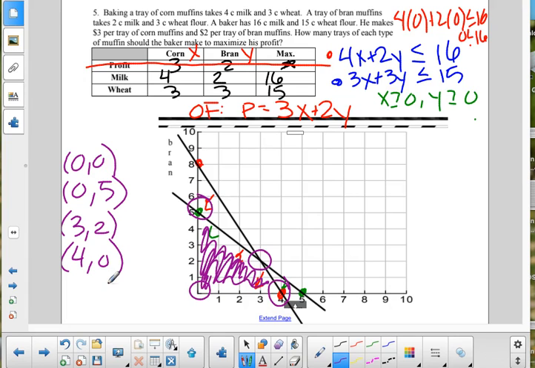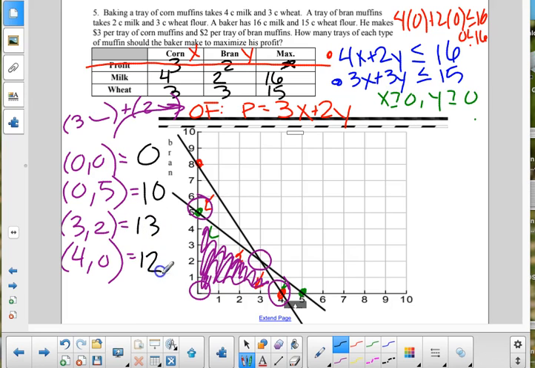What do we plug into to see which one is actually the maximum? The objective, your profit equation. Use a calculator. Remember, it's just 3 times that in parentheses plus 2 times the y. Zero, zero. Obviously, how much money does he make? 0. If he only makes 5 of the bran muffins, how much money will he make? If he makes 3 of the corn, 2 of the bran. And then what if he just makes 4 of the corn?